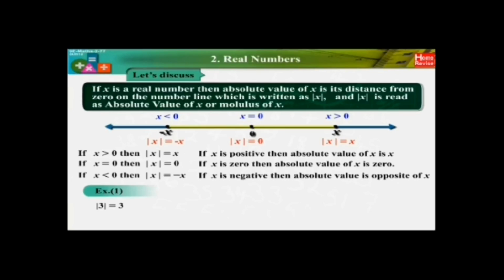Let's take some examples. The absolute value of 3 is equal to 3. The absolute value of minus 3 is equal to minus of minus 3, which is equal to 3. The absolute value of 0 is equal to 0. The absolute value of any real number is never negative.